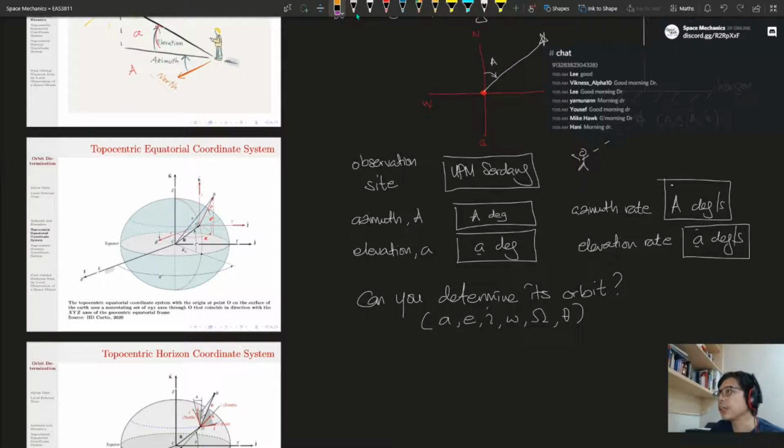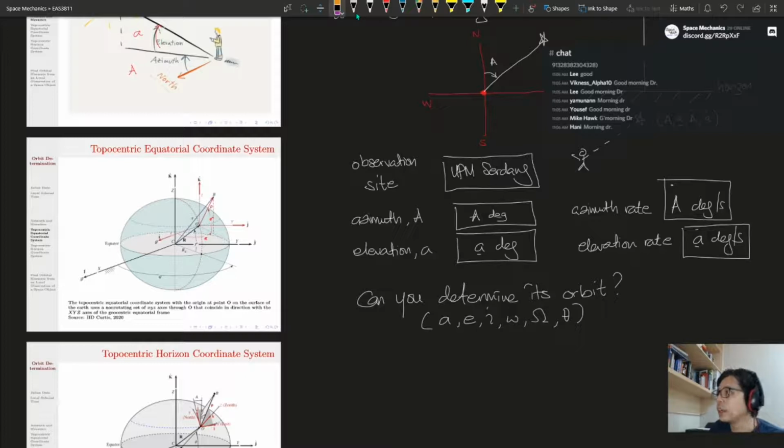So the question is this: you are standing here in UPM Serdang, for example, you see an object in the sky, you know its azimuth angle, elevation angle, the rate of change of azimuth, the rate of change of elevation. Can you determine its orbital elements, a, e, i, small omega, big omega, theta? So this is the core of what we are doing here in this chapter. This is what we call preliminary orbit determination. We want to determine the orbit of an object in the sky based on what we see from where we are.